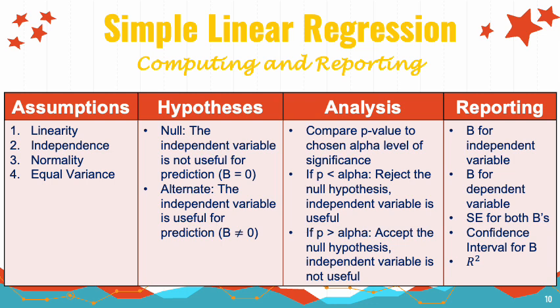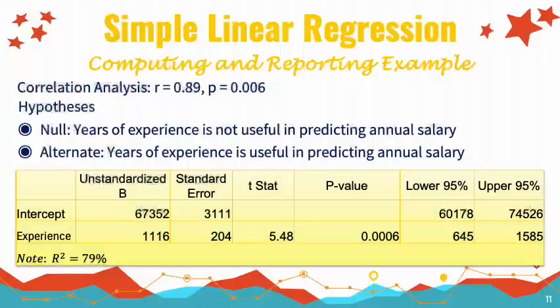To report your findings from simple linear regression, you can simply provide the table output from your statistical software. Your table should include the unstandardized coefficient beta, the slope and the y-intercept, the standard error for both unstandardized coefficients, confidence intervals for the unstandardized coefficient, and R-squared as an overall statistic about the fit of the model. Let's look back on our example from the beginning of this lecture and go through these steps. We already computed a Pearson's R of 0.89 and a p-value of 0.006.